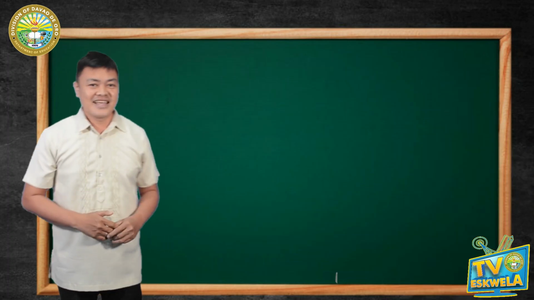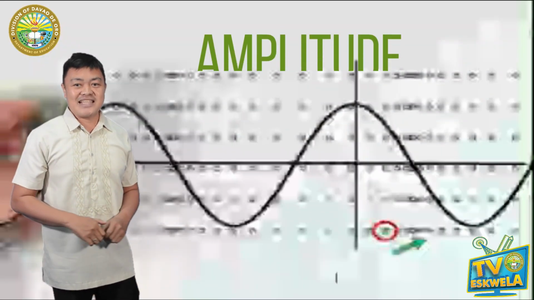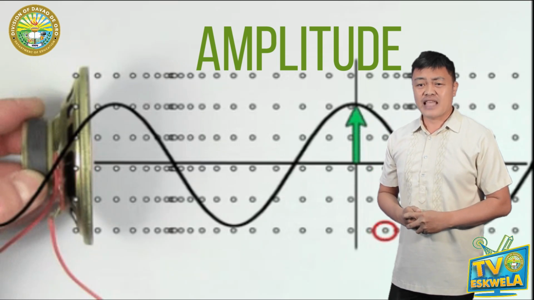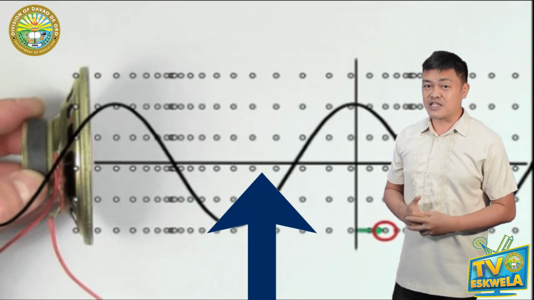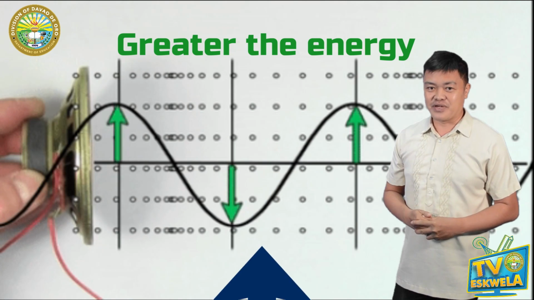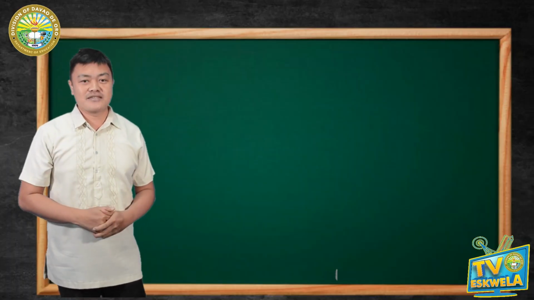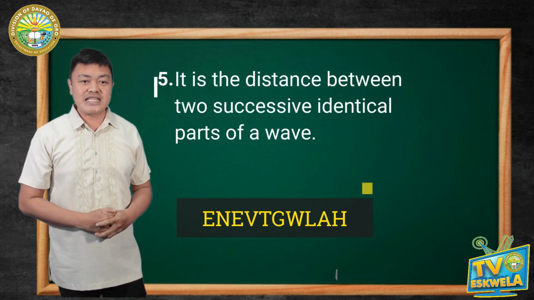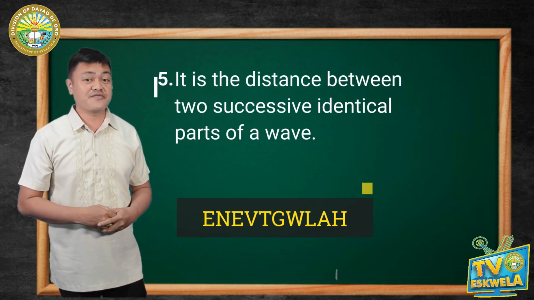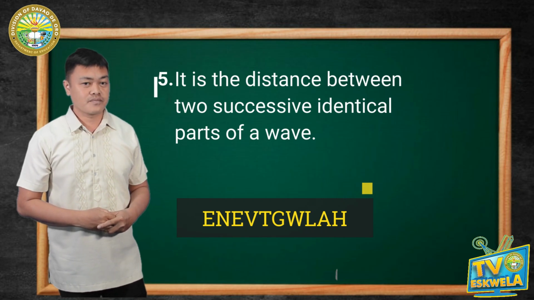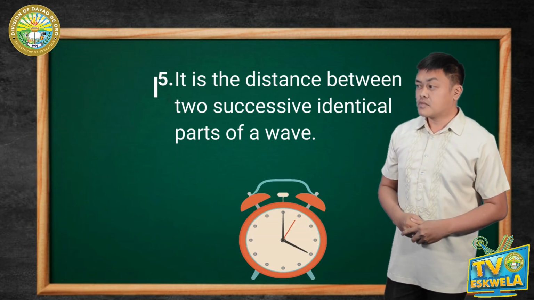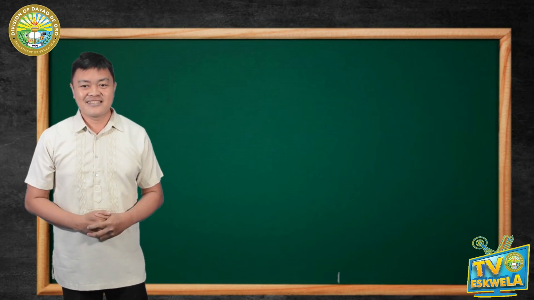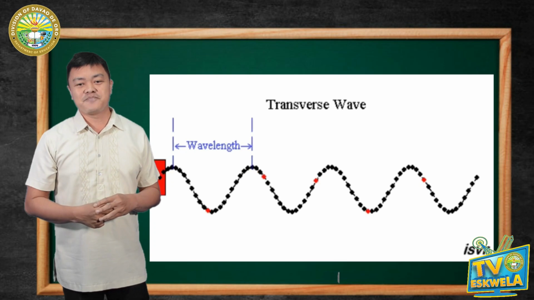It's the amplitude. Amplitude. The higher the amplitude, the greater energy it carries. Correct. Next question. Number 5. It is the distance between two successive identical parts of a wave. Wavelength. Correct. Here's the image of a wavelength.